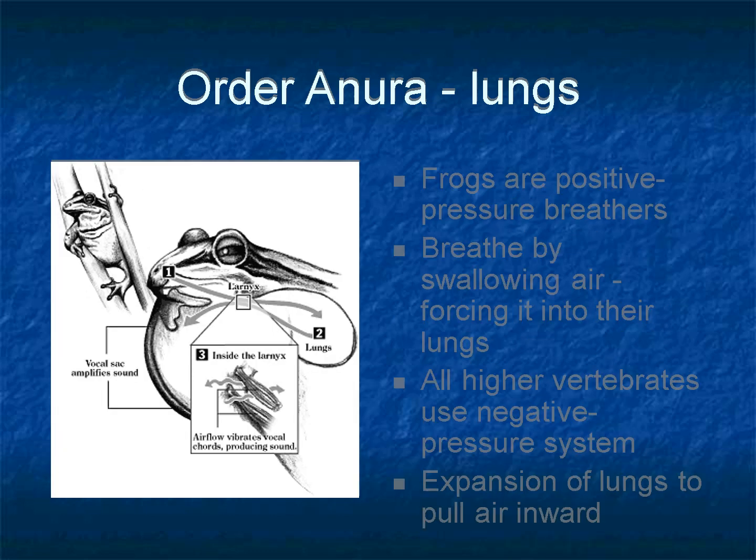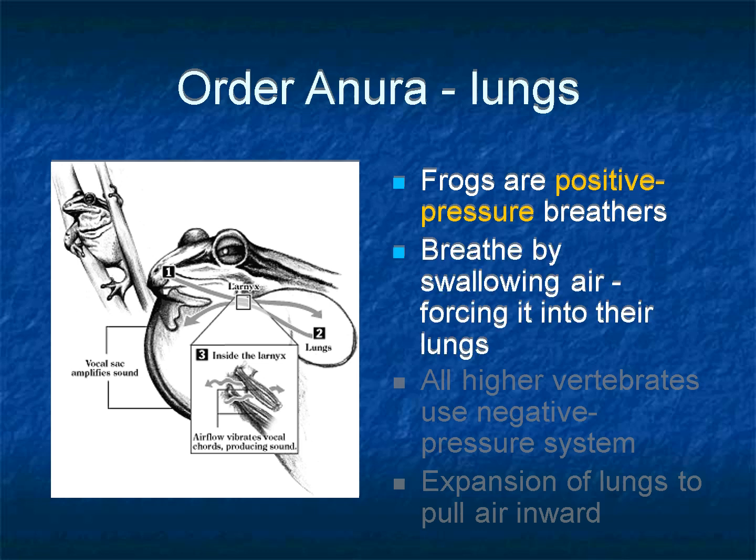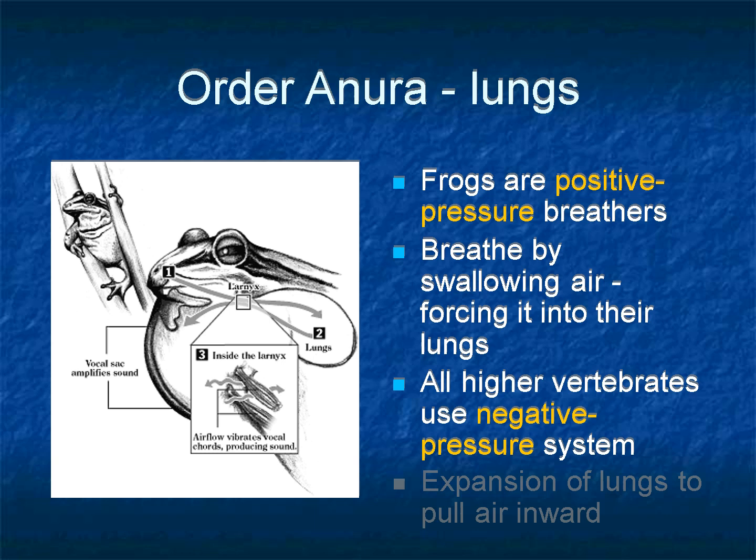During lung evolution, the major challenge was not only the development of a good vascular surface, but they also needed to develop a mechanism for moving air. Because frogs are positive pressure breathers, which means they need to fill their lungs by forcing air into them. On the other hand, all higher vertebrates use a negative pressure system, such that on expansion of the lungs, air is pulled inward by itself.